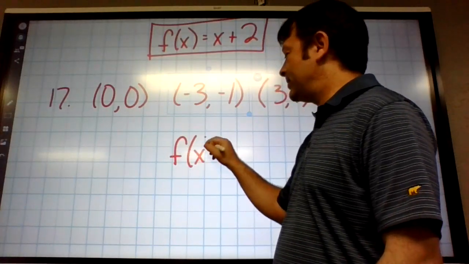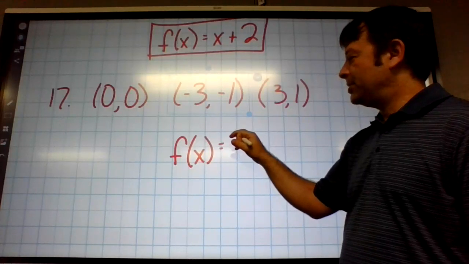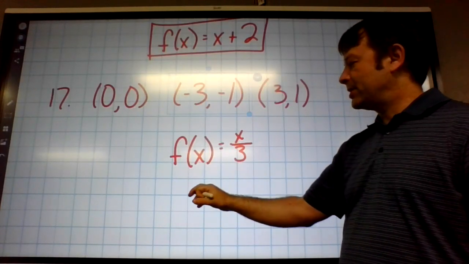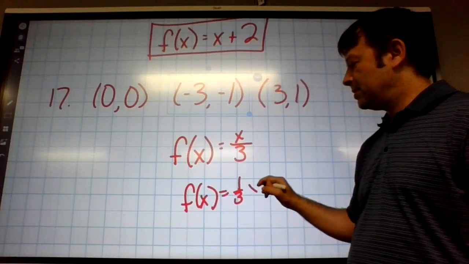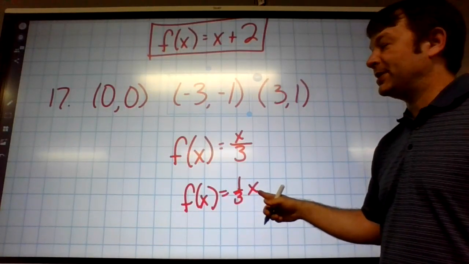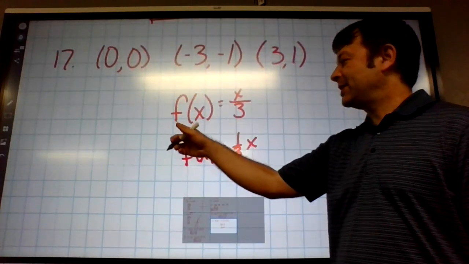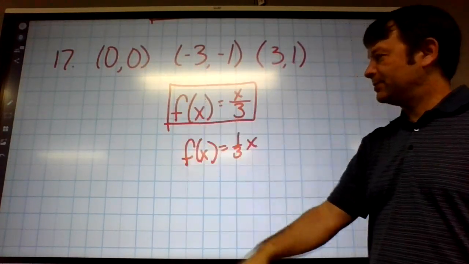So how am I going to write that? f(x) equals x divided by 3. Okay, you could use x over 3. You could do that. The book actually wrote 1/3 times x. But it does the exact same thing. Multiplying by 1/3 is like dividing by 3.